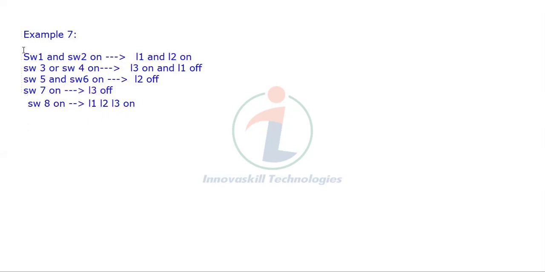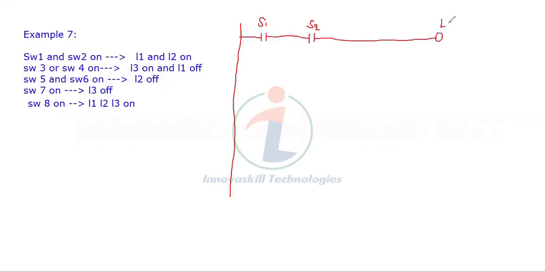So here, first, the condition is switch 1 and switch 2 on, L1 and L2 on. Switch 1 and switch 2 on, L1, L2 should be on.